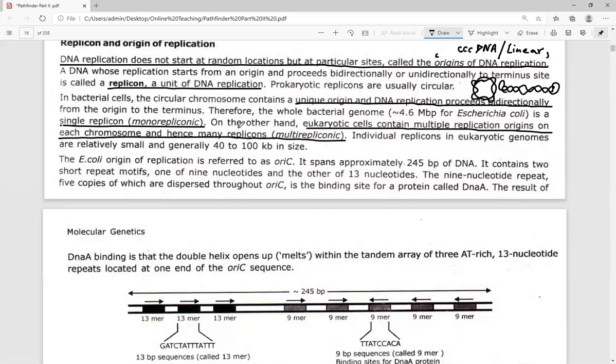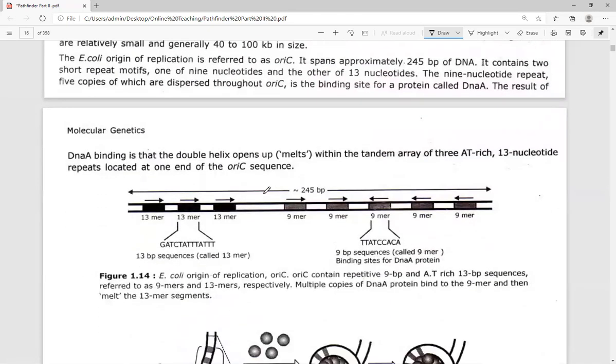Now the next point. In E. coli, the origin of replication is referred to as oriC. This is the E. coli origin of replication, commonly referred to as oriC, which has two different types of conserved sequences. One is referred to as the 13-mer consensus sequence. 13 nucleotide sequences are there, and these are called the 13-mer sequence.